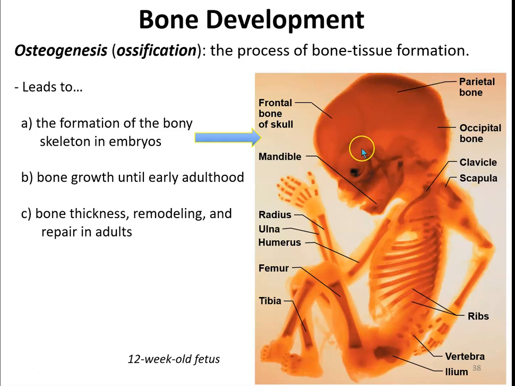Because the bones of the skull form in a different way, and they have to form pretty early to protect that developing brain. So how do they form? So those are some of the things we're going to cover here. And then finally, how do we remodel and repair bone?